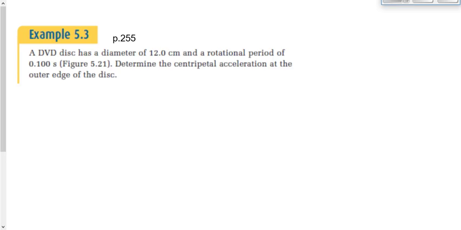Let's look at an example, okay? A DVD disc. Man, we don't even use DVDs anymore. This is so like 2010. A DVD. Who uses DVDs anymore? Yeah, they still make them and sell them for $5 at Walmart, right?